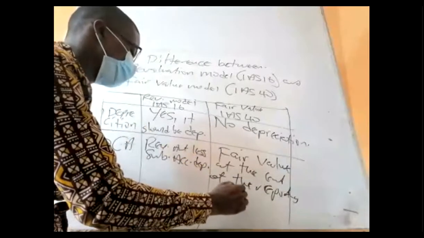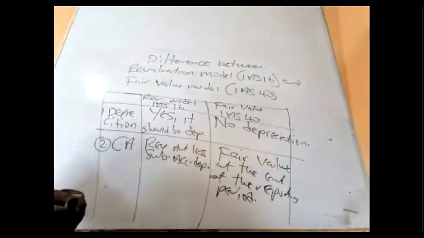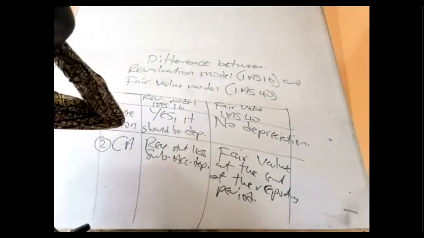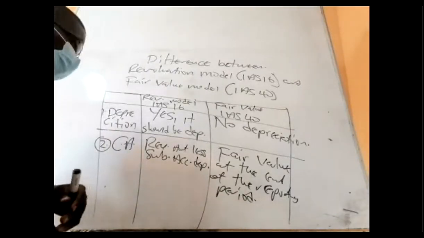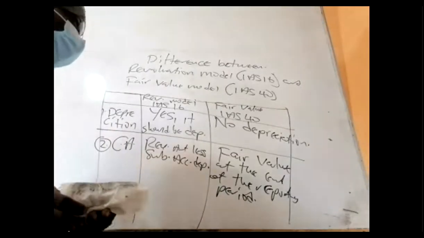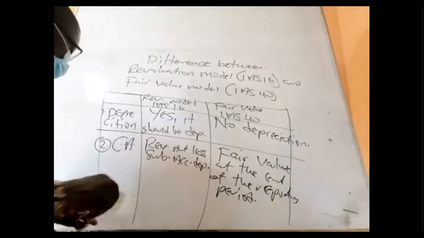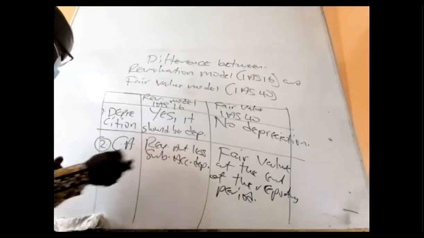Reporting period. That is all. So fair value at the end of the reporting period, that becomes the current value. Let's go to point number 3.